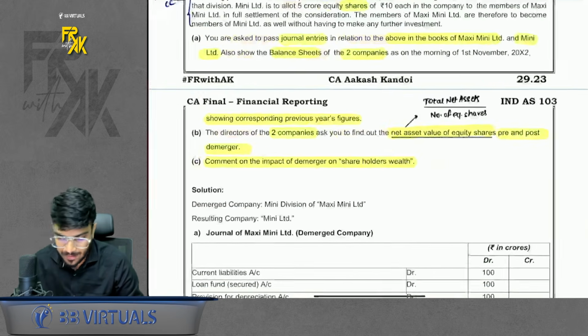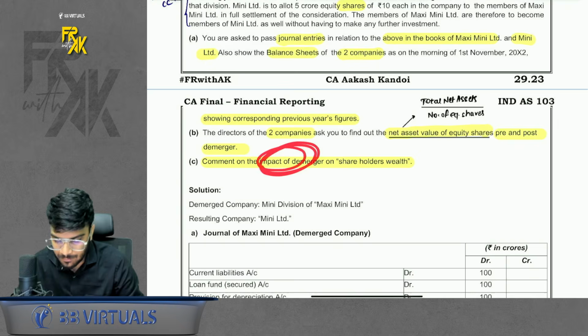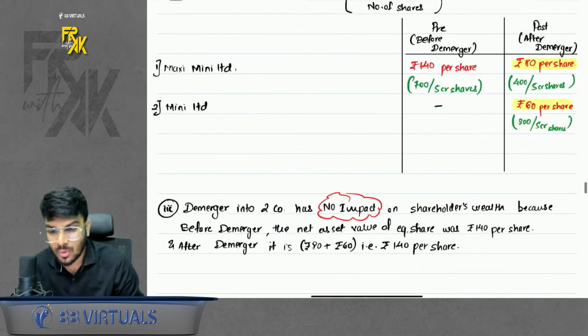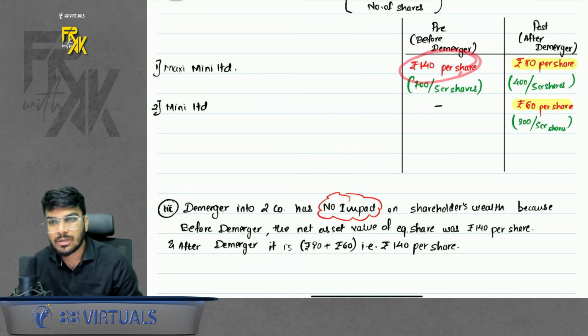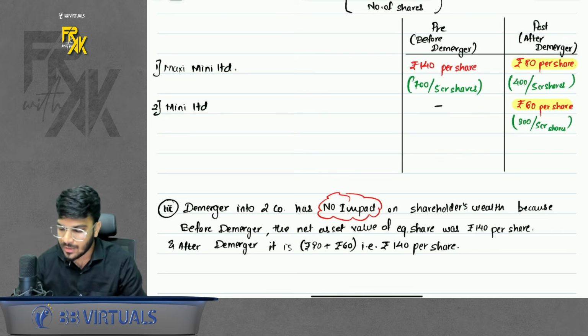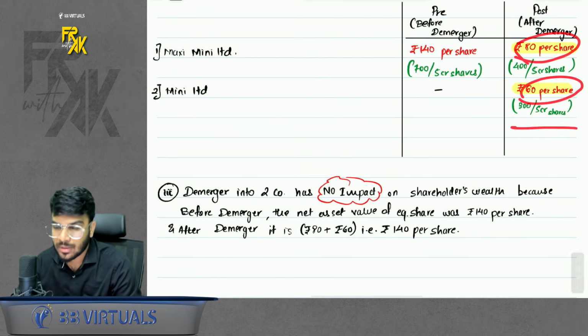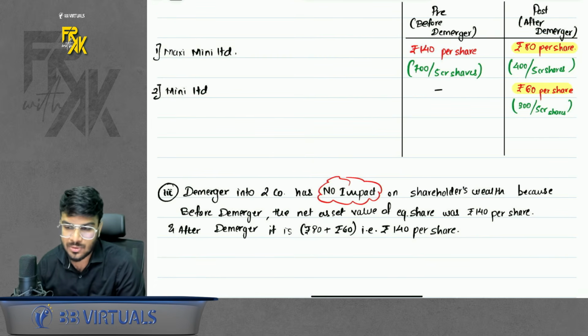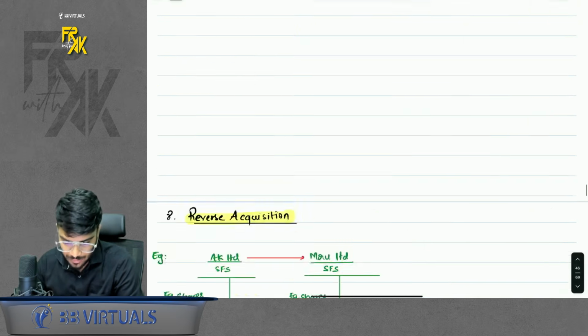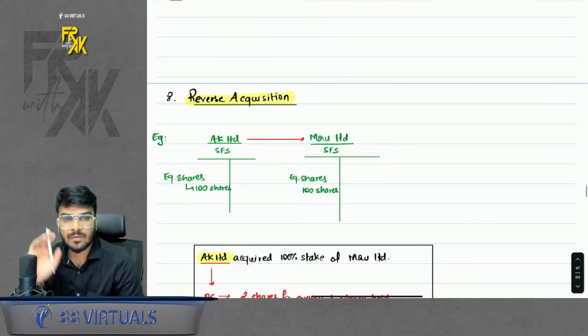So the third part they have asked is, comment on the impact of demerger on shareholders' wealth. So can I say there is no impact on the shareholders' wealth? Why? Because previously also he had one share of worth 140. Now he has two shares, but the total value is still rupees 140. So there is no impact on the wealth of shareholders. Okay, sir. This was demerger.